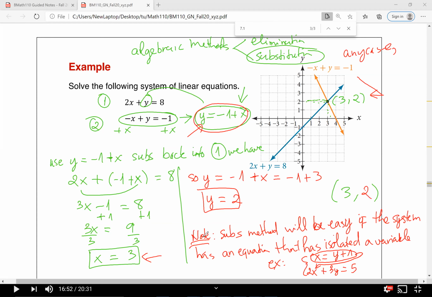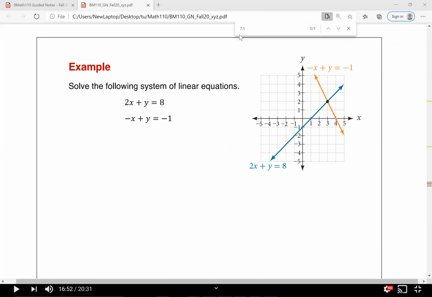Okay, so let me move down to the next page. I'm gonna clear this up.